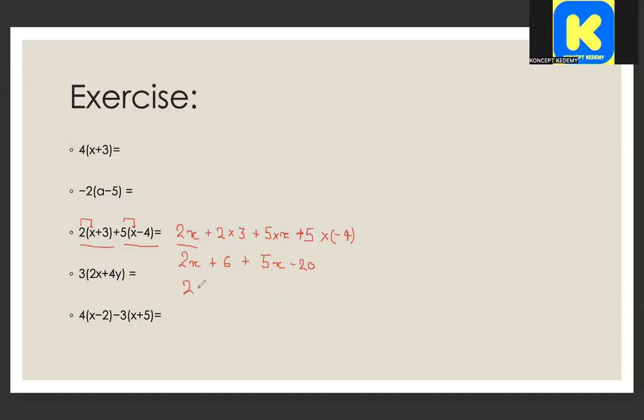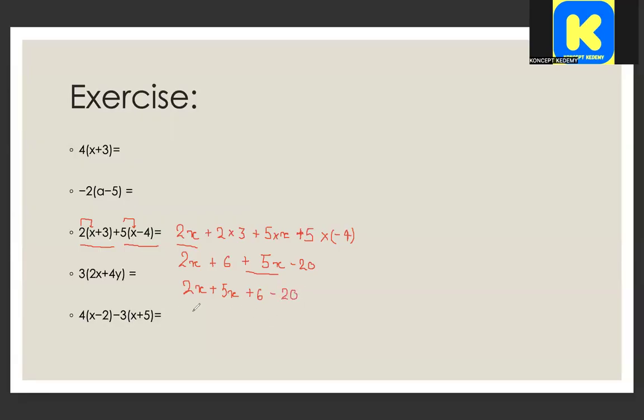So this is 2x and this is plus 5x. So I am going to write plus 5x. If this would be minus 5x, then we will write minus 5x. But this is plus 5x, so we are writing plus 5x. Then plus 6 minus 20.